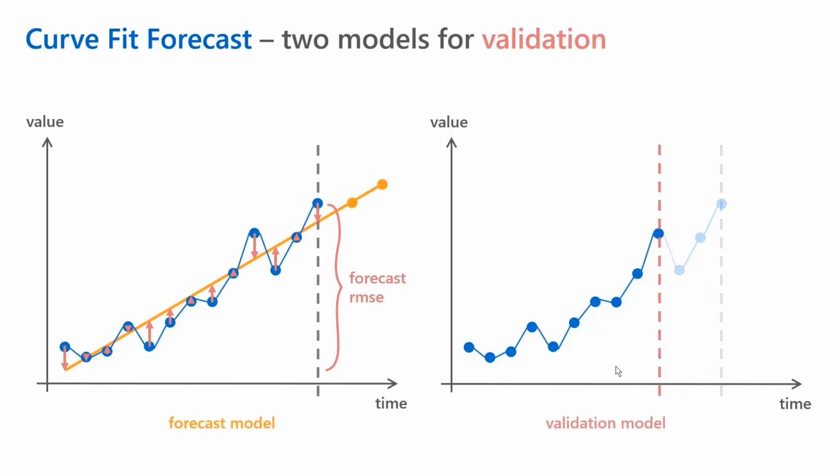Or we can withhold some of the data from the training set. Basically, not let the model know about some of the data at all. When we forecast, now we have some known values, some observed values that we can compare the forecasted values to. The overall measure of fit in this case is called the validation RMSE.